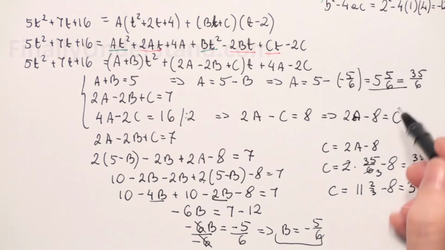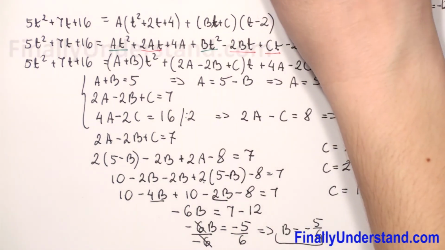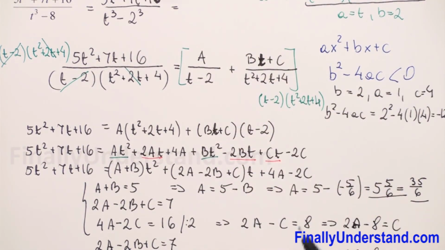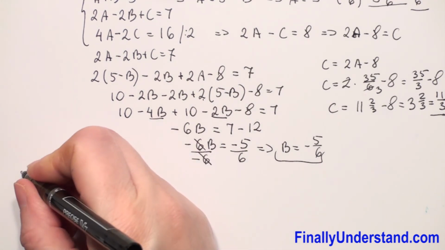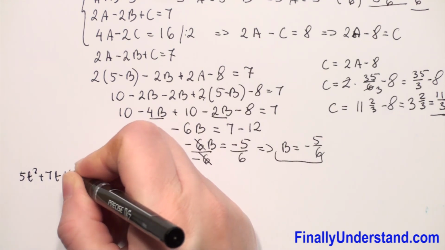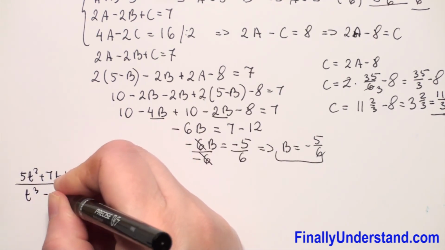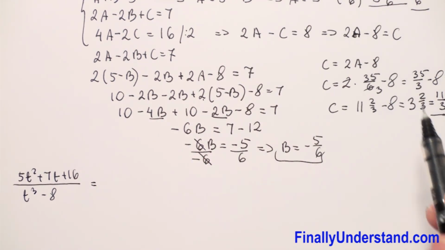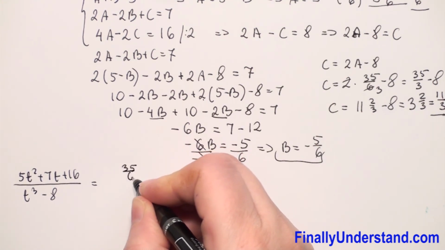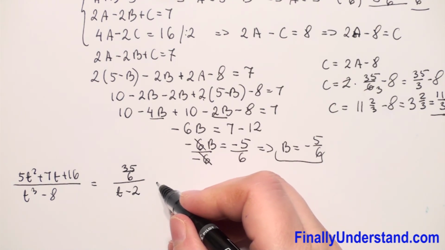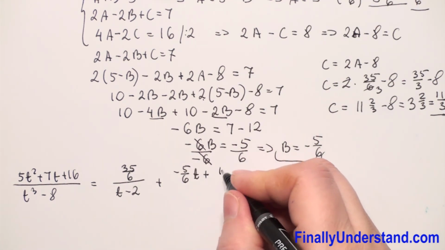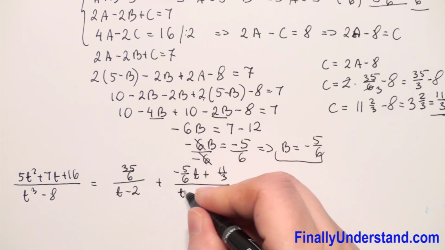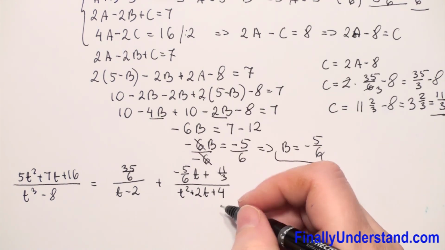So now we can rewrite our solution, because we found a, b and c constants, so we can write that our original fraction 5t squared plus 7t plus 16 over t cubed minus 8, this is equal a, we found that this is equal 35 over 6 over t minus 2, plus b is negative 5 over 6, t, plus c is 11 over 3, over t squared plus 2t plus 4. This is my solution.